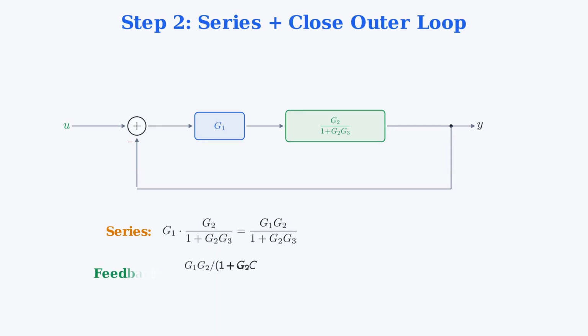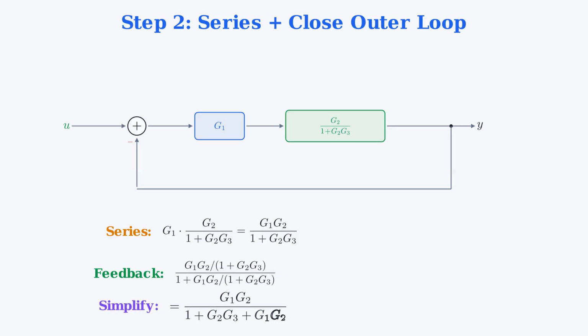Applying the feedback rule one more time, the overall transfer function is the forward path divided by 1 plus the forward path. The numerator is G1 G2 over 1 plus G2 G3. The denominator is 1 plus g1 g2 over 1 plus g2 g3. To simplify, multiply top and bottom by 1 plus g2 g3. The numerator becomes g1 g2. The denominator becomes 1 plus g2 g3 plus g1 g2.